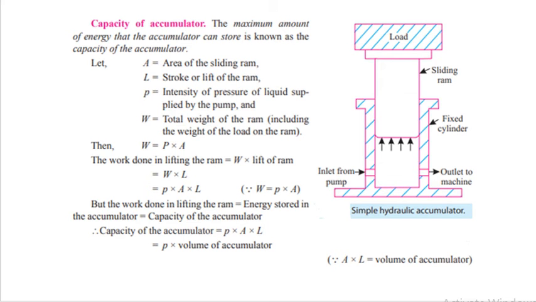Lift of the ram is considered as L, so the total work done is W into L, which is P into A into L. But the work done in lifting the ram is equal to the energy stored in the accumulator, and with the help of the definition we all know that energy stored in the accumulator is equal to the capacity of the accumulator. So capacity of this simple accumulator will be P into A into L. We can write A into L as the volume of the accumulator. So capacity is equal to intensity of pressure into volume of the accumulator.